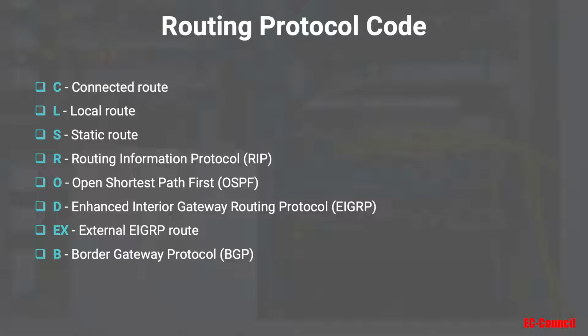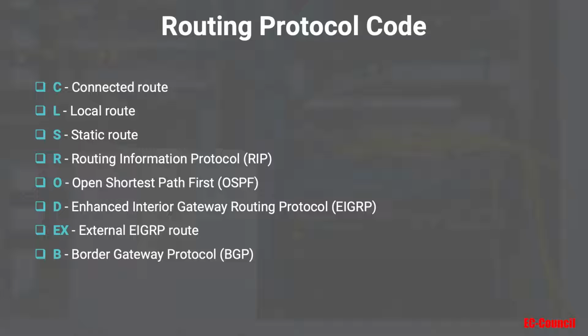There's D, which indicates Enhanced Interior Gateway Routing Protocol, or EIGRP for short. EIGRP was a Cisco proprietary protocol up until 2013. So in 2013 and prior, only Cisco devices used EIGRP. And EIGRP, of course, is a dynamic routing protocol. There's another code, EX, which means it's an external EIGRP route.